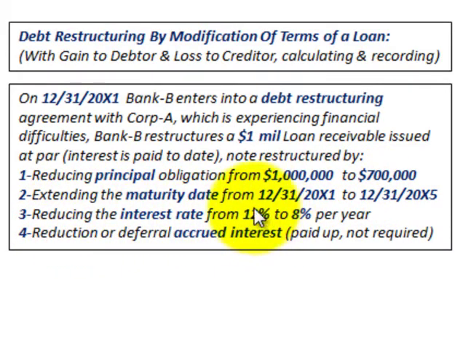And the other thing we're going to do is reduce the interest rate from 12% to 8%. Now the 12% would be called its historical rate, or the original rate on this loan, but now it's going to be reduced to 8%. And then we would have a reduction or a deferral of accrued interest. But in this example, like we said, it was paid up, so we don't have to deal with that, so it's not required in this example.